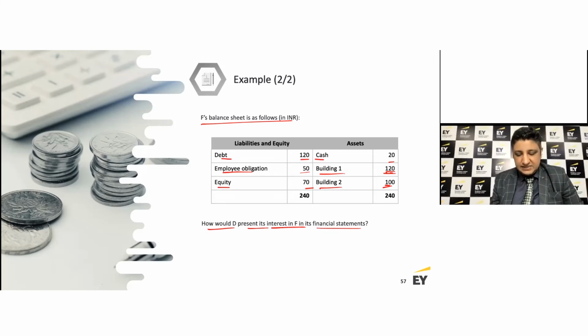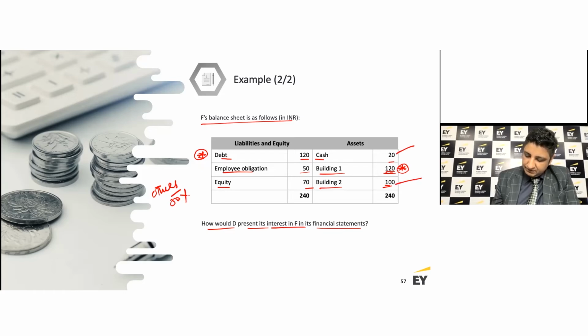Okay. Now, essentially, what you want to remember here is this aspect and this aspect, for example. They are clearly with D only. And for everything else, it's 50%. So 50% of cash, 50% of the building, 50% of employee obligations, they would all be, of course, a part of, let's say, D's equity or D's balance sheet, for example. So that's the way you start looking at it. You should be consolidating only what you control.